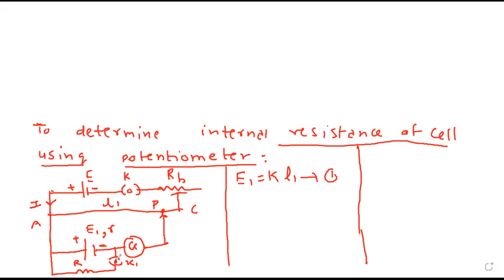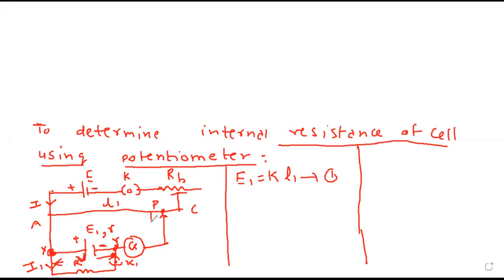When plug key K1 is inserted, then battery of EMF E1 supplies current I1 to external resistance R. Hence, the terminal voltage will reduce to voltage V. मतलब अभी ये पॉइंट इधर दोनों के बीच में, सपोज आई कॉल दिस एज एक्स एंड वाई, वोल्टेज E1 नहीं होएगा, it will be terminal voltage V, which is voltage across that resistance R.